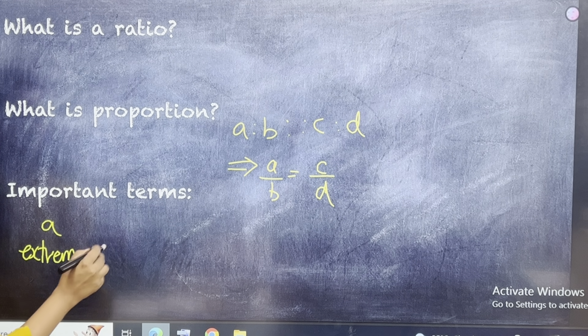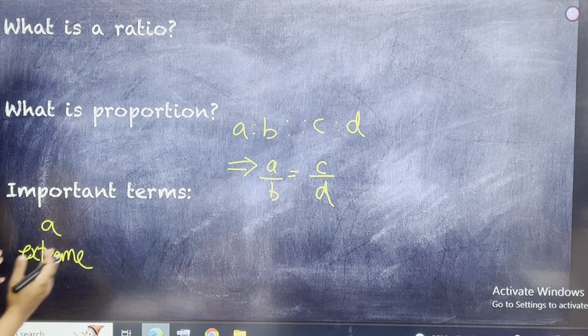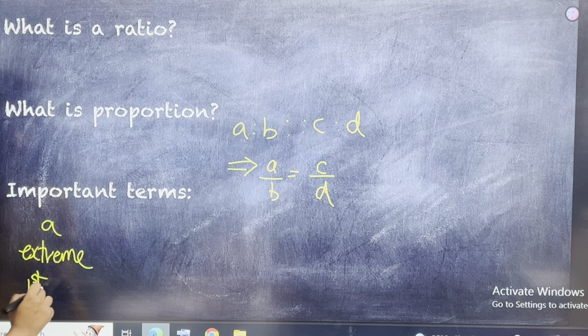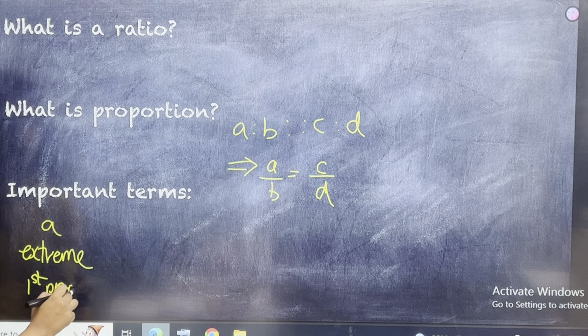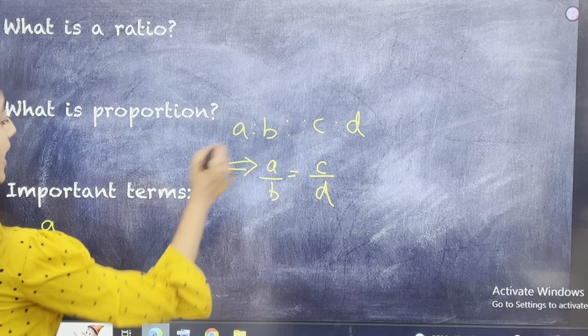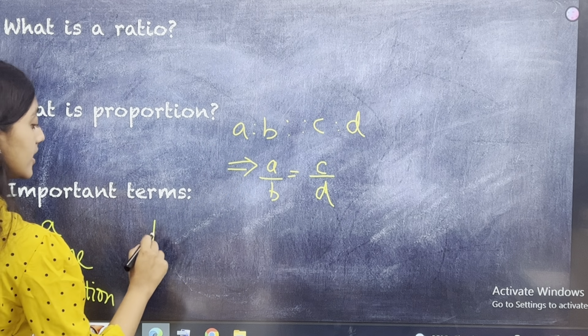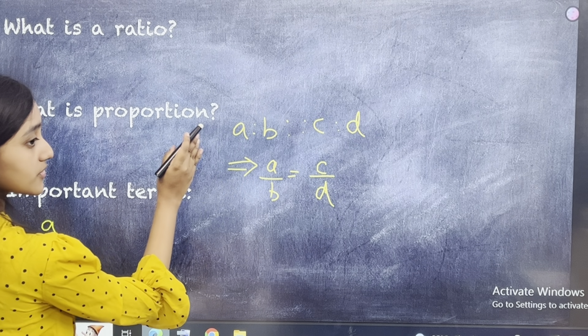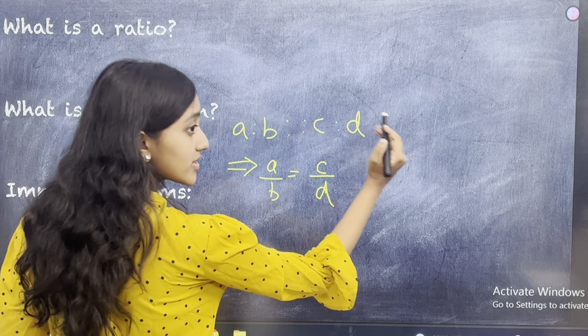Extreme means the corner, the side. That is called extreme. It is known as the first proportion. What is it known as? First proportion. Then you have B. See, A is in the corner, so it's an extreme. D is in the corner, so it's an extreme.